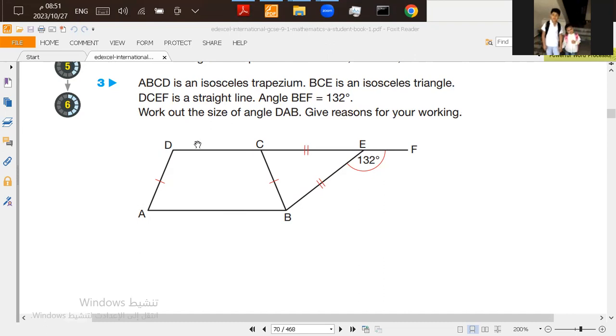DCEF is a straight line. This one is a straight line. We have this angle which is 132. Find the size of angle DAB and give reasons for your answer. They're looking for DAB, this angle.